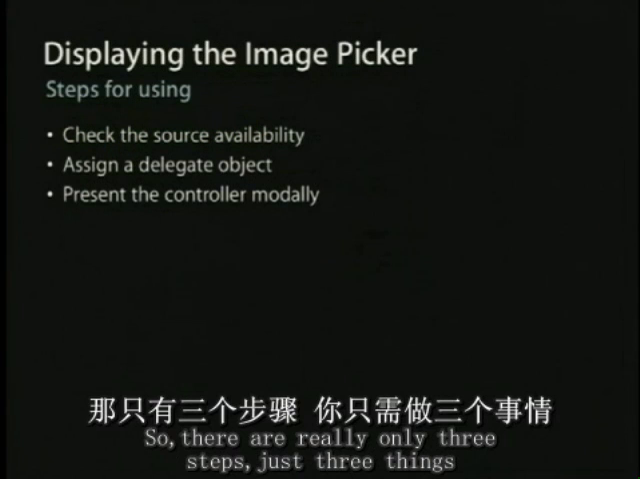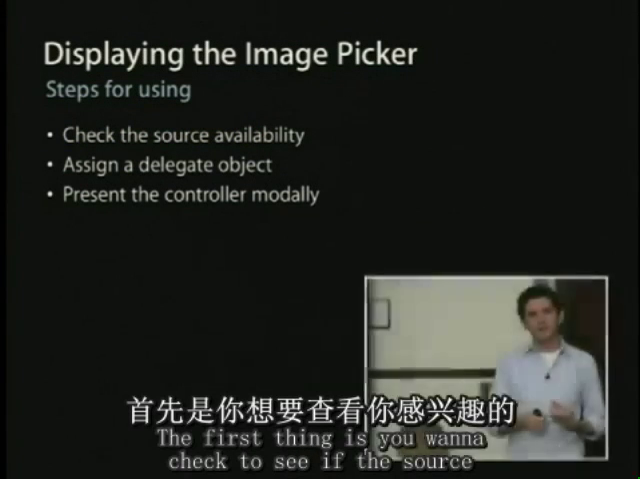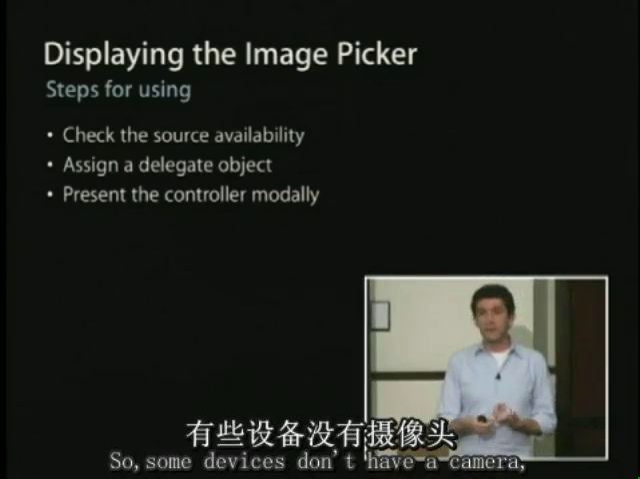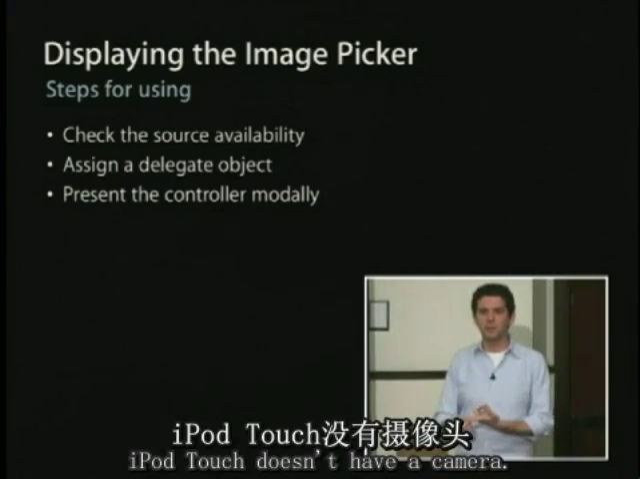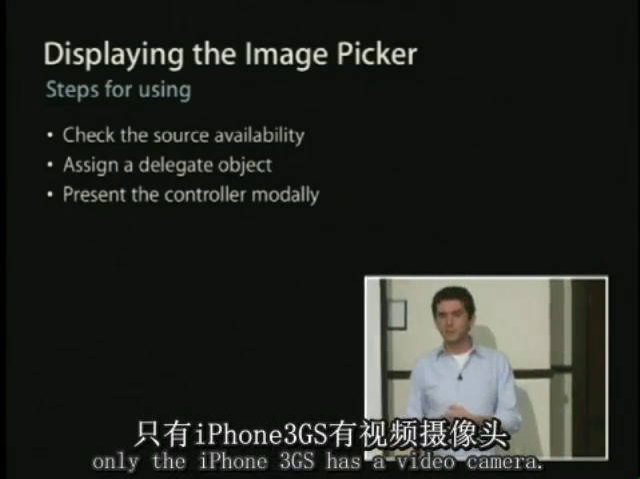So there's really only 3 steps, just 3 things you have to do to use this. The first thing is you want to check to see if the source that you're interested in is available. Some devices don't have a camera. The iPod Touch doesn't have a camera. Some devices don't have a video camera. Only the iPhone 3GS has a video camera.